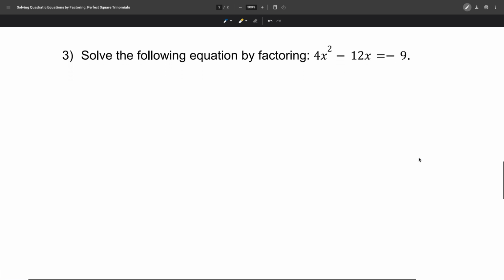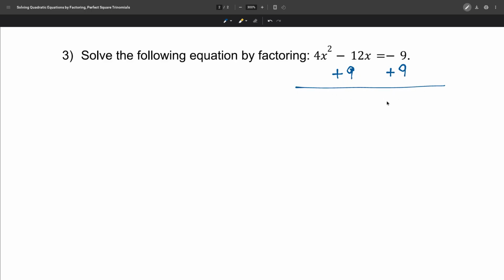All right, solve the following equation by factoring. We've got 4x squared minus 12x minus 9. So I want one side equal to 0, so I'm going to add 9 to both sides. Now, 9 minus 9 is 0, so one side equals 0. On this other side, we can't combine like terms, so we got 4x squared minus 12x plus 9.